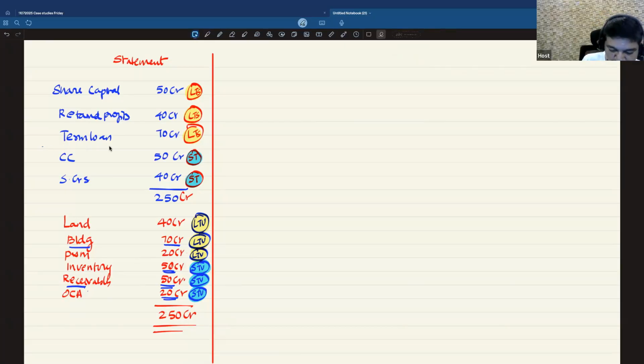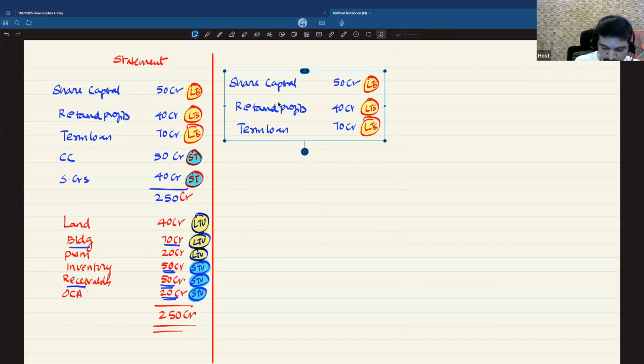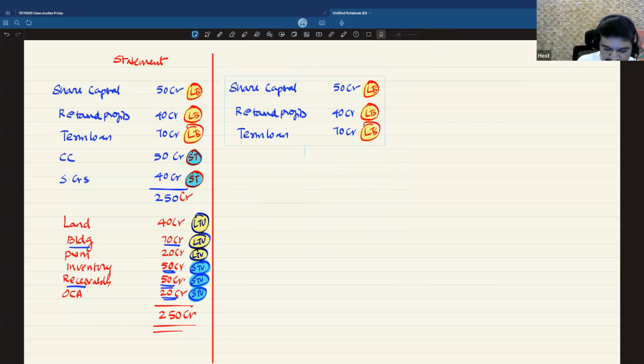So what we will do, we will take the long-term sources and we will put them here. These are all long-term sources, right? So what is the total long-term source? Can somebody tell me? It makes the total long-term source 160 crore. Okay. Now let me compare the long-term source with the long-term uses. So look here, these are all the long-term uses I can see.